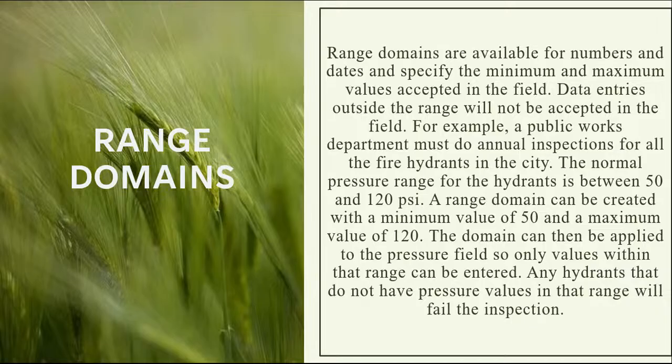It's more like a constraint. If you read from the very paragraph, it's a constraint we apply to data. Okay, it's between this and this. So any hydrant that does not have a pressure value in that range will fail the inspection. Now that has helped you, instead of just putting different things. This is the acceptable value, between 50 and 120. So any value that is not within this has failed the inspection. Any value within this has passed the inspection.